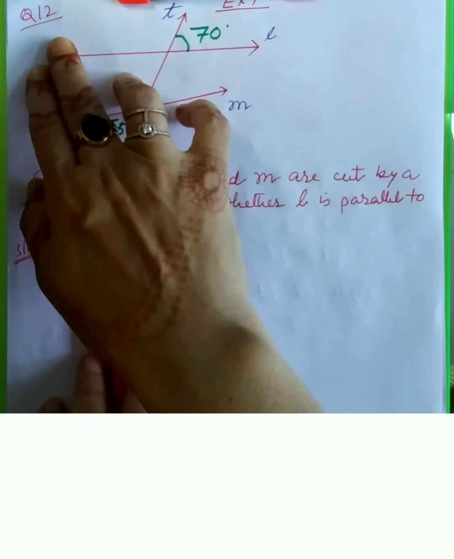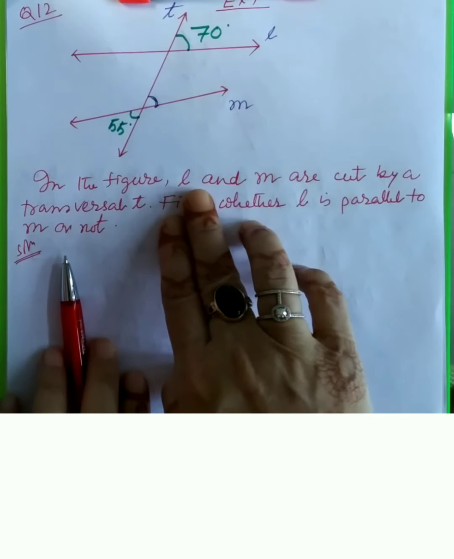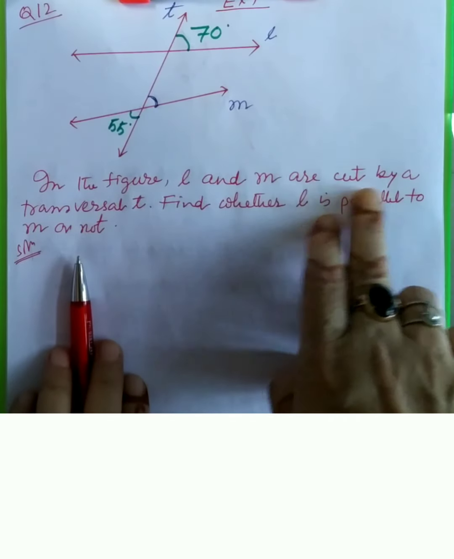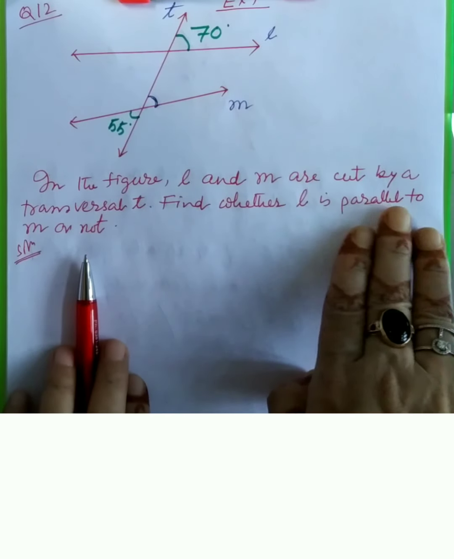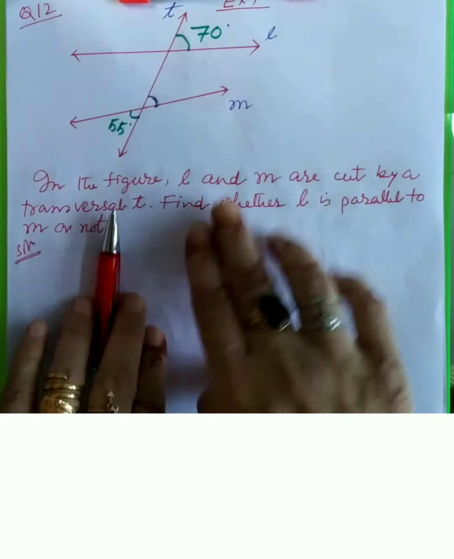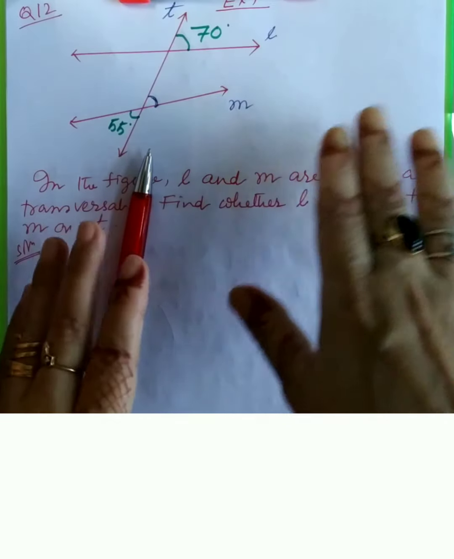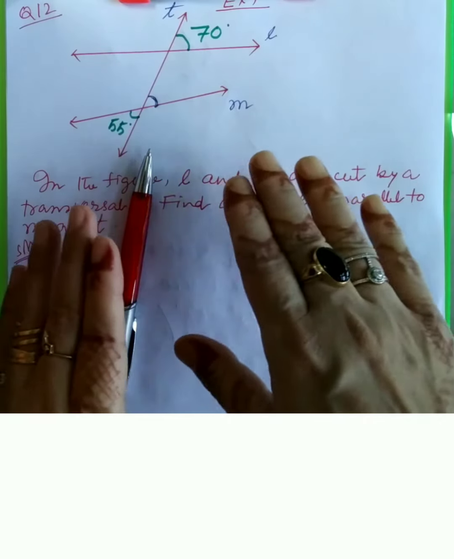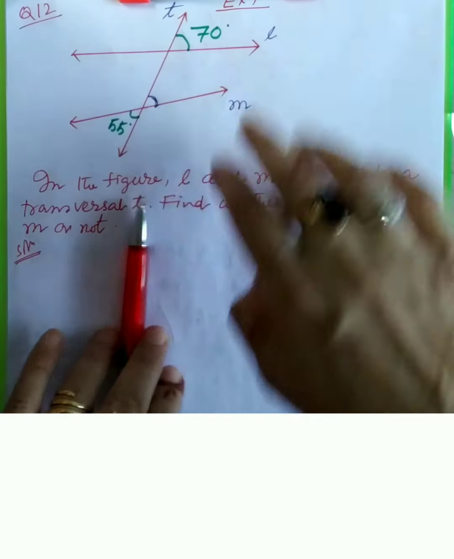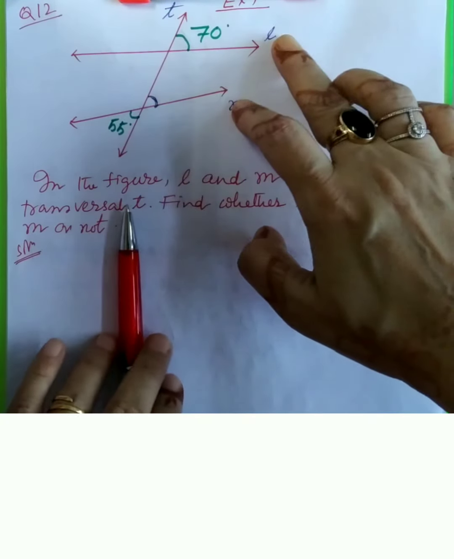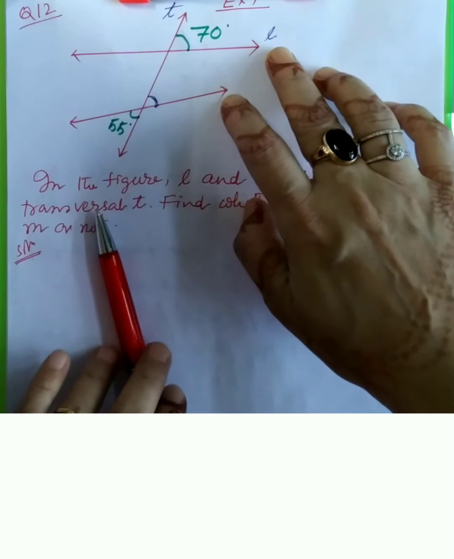Exercise 9, question number 12. In the figure, L and M are cut by a transversal T. Find whether L is parallel to M or not. This is an interesting one because in all the sums we have done till now, L and M were given parallel. But in this case, they asked whether L and M are parallel or not.